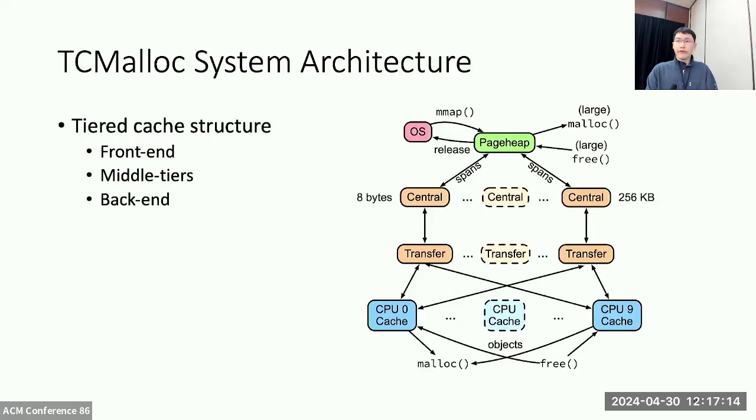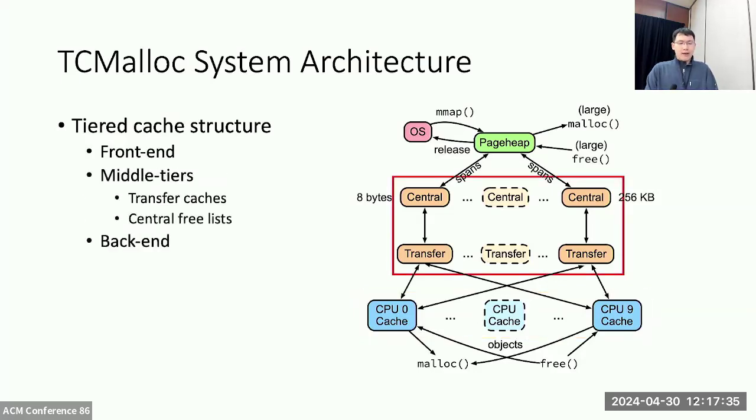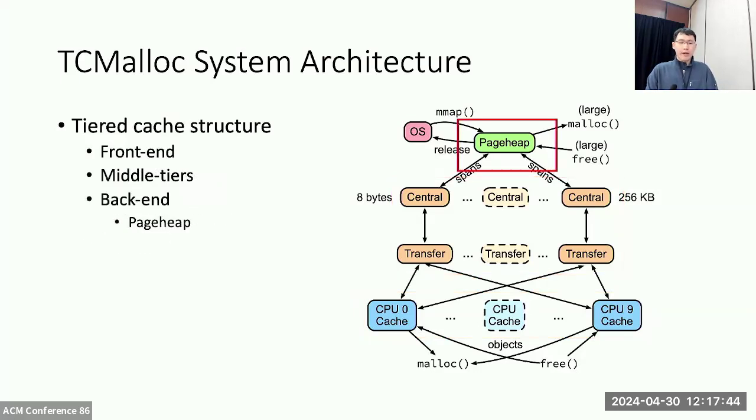We'll start with a brief introduction to TCMalloc's system architecture. TCMalloc is a fast multi-threaded malloc implementation. Like most modern memory allocators, TCMalloc has a tiered cache structure. The front end consists of per-CPU caches, which provide fast allocation and deallocation of memory objects to the application. The middle tiers are the transfer cache and the central free list. They are responsible for refilling the front-end cache. Finally, the back-end page heap fetches and returns memory from the operating system.